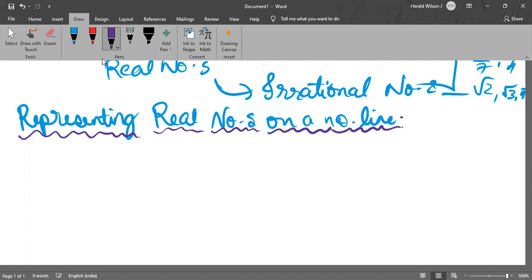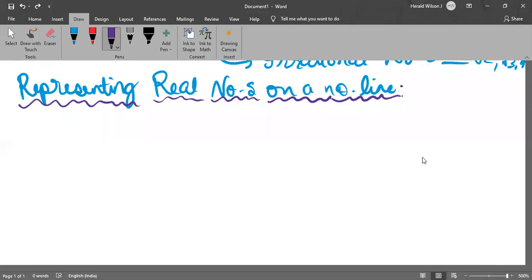As discussed before, real numbers are nothing but rational and irrational numbers. So, firstly, we will learn how to represent some rational numbers on the number line. Then we will move on to irrational numbers.